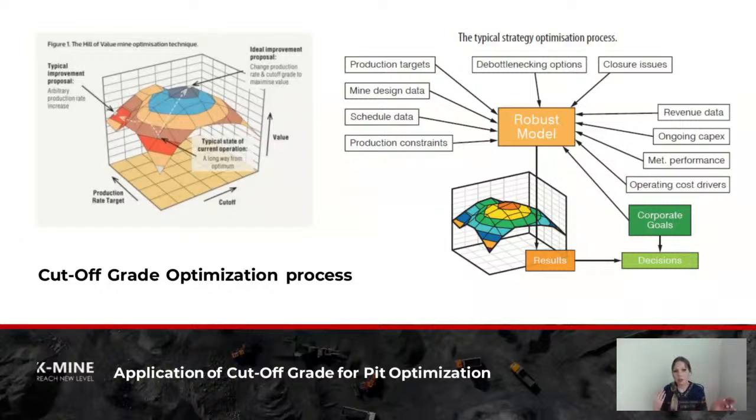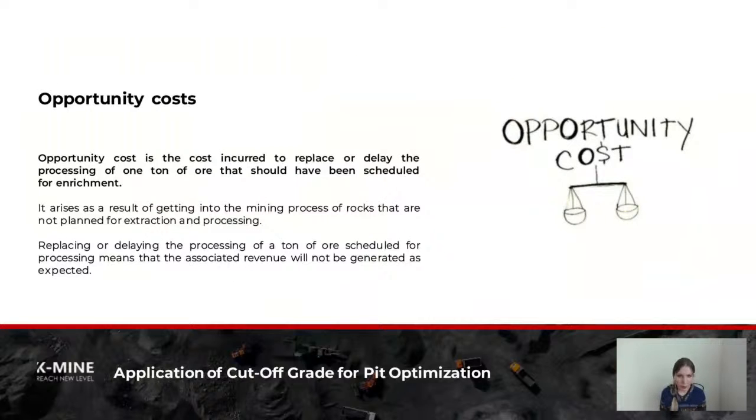But of course, critical situations are also possible, but they should not be a rule. As you can see from the diagram, all strategically important variables should take part in the process of optimizing the cutoff grade indicator. Now, the opportunity cost is the cost incurred in order to replace or delay the processing of 1 ton of ore that should be scheduled for enrichment.